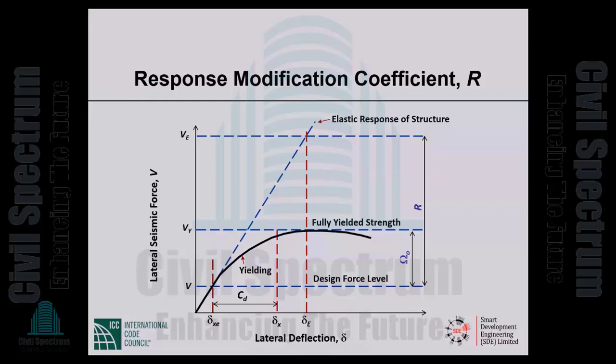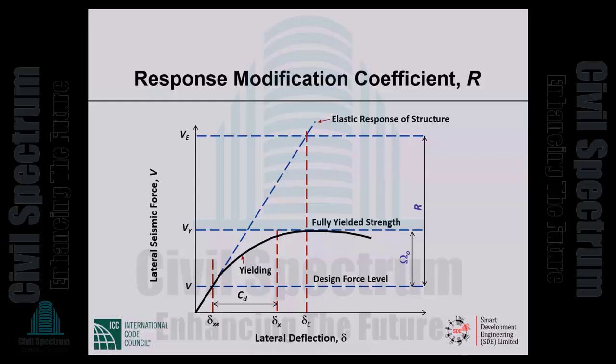Our estimate of actual design earthquake displacements, delta sub x, is C sub D times delta sub xe. C sub D is called a deflection amplification factor. It takes us from elastically computed displacements under code prescribed seismic forces to estimated design earthquake displacements. Okay, so R and C sub D.